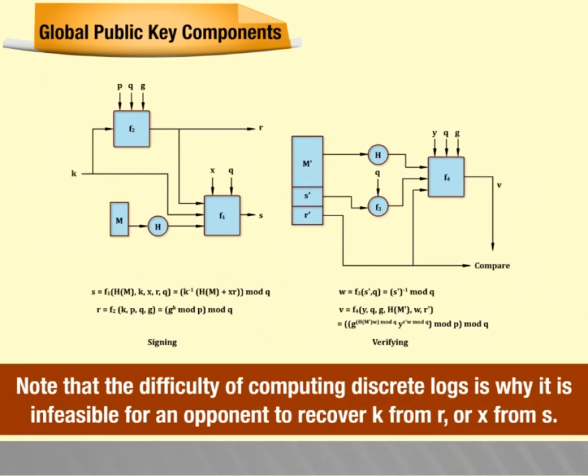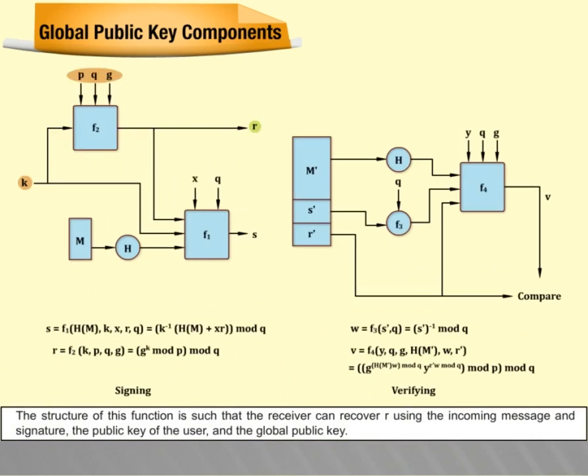Note that the difficulty of computing discrete logs is why it is infeasible for an opponent to recover k from r or x from s. The structure of this function is such that the receiver can recover r using the incoming message and signature, the public key of the user, and the global public key.